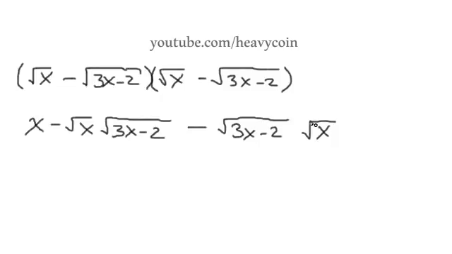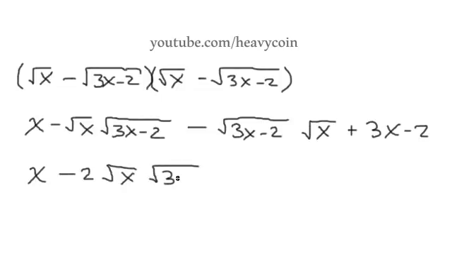And then of course, then we have plus, because we're going to have a minus times a minus. And the square root of 3x minus 2 times the square root of 3x minus 2 is just 3x minus 2. You know, the square root goes away. Now we want to simplify this. So we have two of the same terms here. And I'm going to write it like this. So 3x minus 2, and then we have plus 3x minus 2.